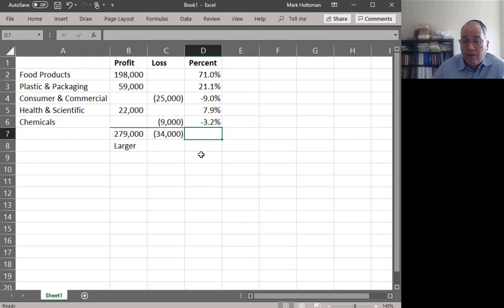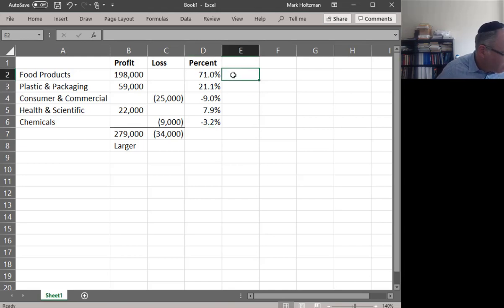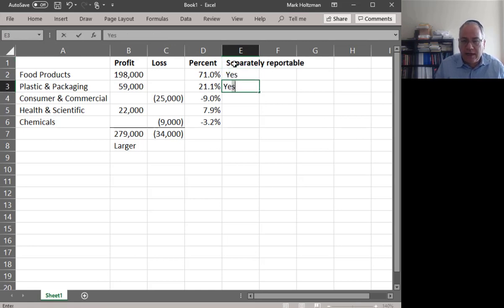So then you use whichever ones are greater than 10% are going to meet this test, and therefore you have segments separately reportable. Food products, plastic and packaging, but the remainder here is going to all be not separately reportable. And that's how you're going to do it. Because the absolute value of these is less than 10%, they're not considered to be separately reportable.